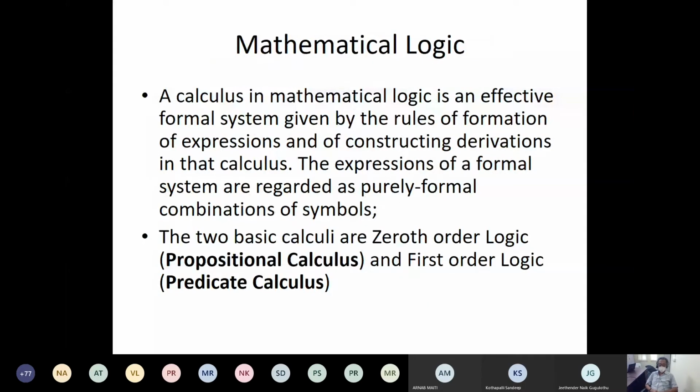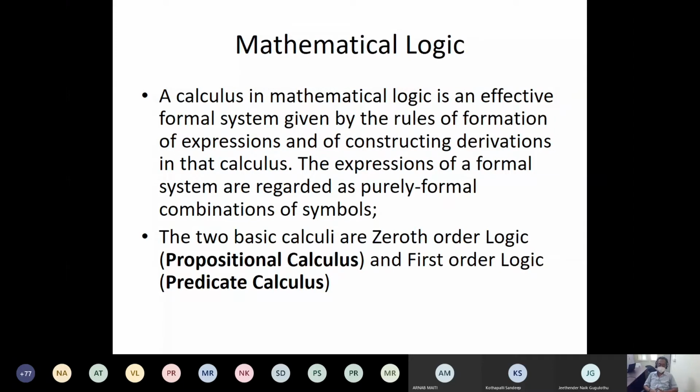Now we come to mathematical logic. Mathematical logic is at the foundation of mathematics. So, since we are doing things in a very formal way, we start from logic. And in mathematical logic, one term is often used called a calculus. What do you mean by a calculus?